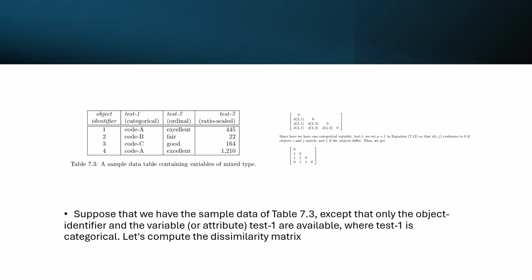To find the distance between the mixed data types shown on the screen, we have a table containing the object identifier and test 1, test 2, test 3. Test 1 is a categorical data type, test 2 is an ordinal data type, and test 3 is a ratio scale data type. So the distance is calculated, and the value of the distance is shown on the screen on the right hand side. Suppose that we have the sample data shown in the above table, except that only the object identifier and the variable test 1 are available. Where test 1 is categorical, let's compute the dissimilarity matrix.